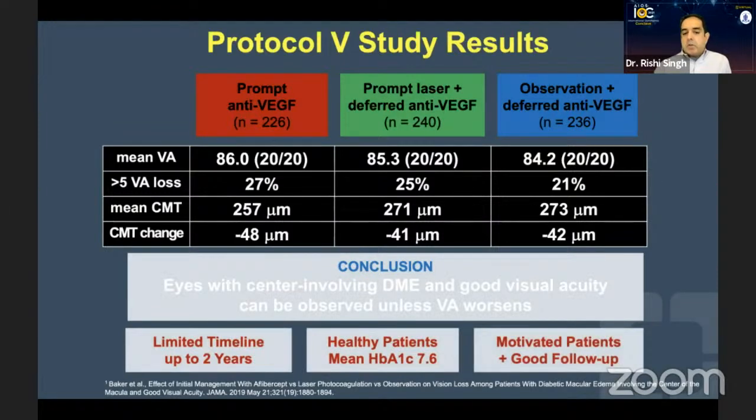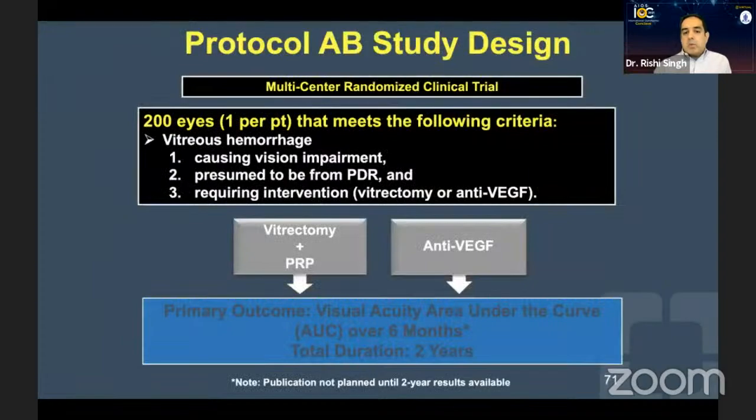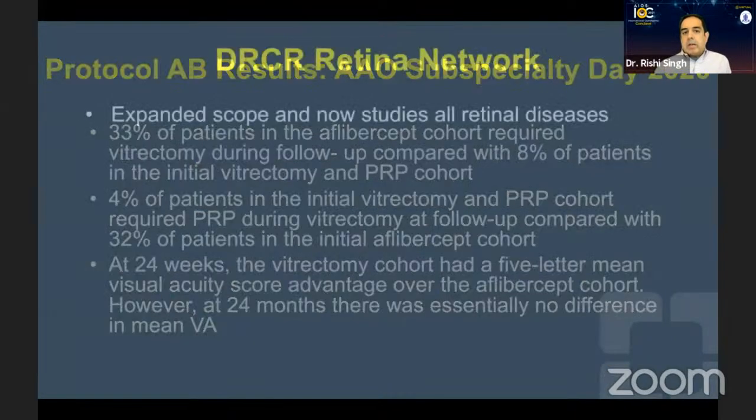You have a limited timeline of up to 2 years. You have healthy patients, 7.1 A1C was most of the patients in the study, and you had to have good patients and motivated patients to be within a clinical study. This is not real world. And so what we found essentially is that there's a definite risk factor for progression in patients with the eyes in Protocol V. For example, if your fellow eye was receiving anti-VEGF, you had a 2.5-fold greater likelihood of progressing. If you have eyes with severity score greater than 47 to moderate severe non-proliferative disease, or if you have baseline CST greater than 300 microns, you're 2-fold greater to progress. And so that's where I think this is a very important study to look at and to evaluate.